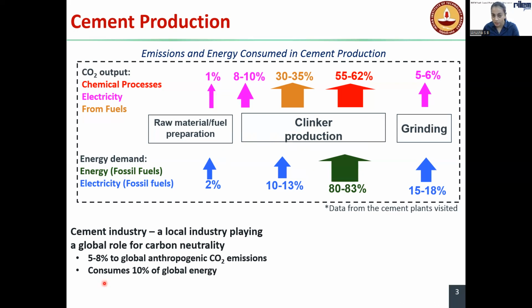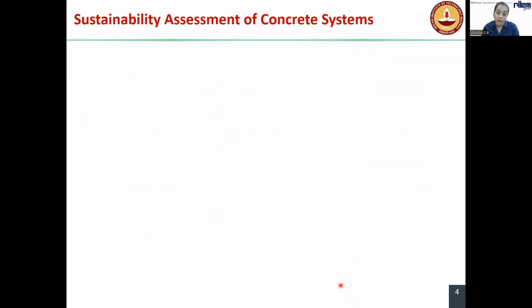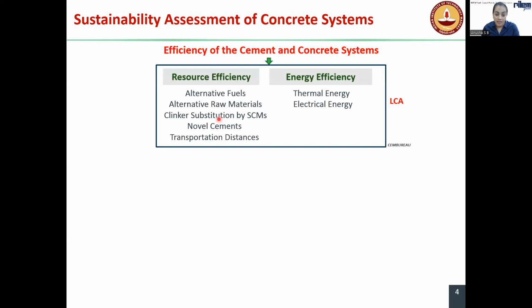of the global energy. The critical aspects in cement production are the clinker content, the type and amount of fuels that are consumed, and the amount and type of electricity used in cement production. In order to reduce the embodied impacts of cement production, there are several strategies being implemented, like use of alternative fuels, use of alternative raw materials, clinker substitution by SCMs, use of novel cements, reduction in transportation distance, etc.